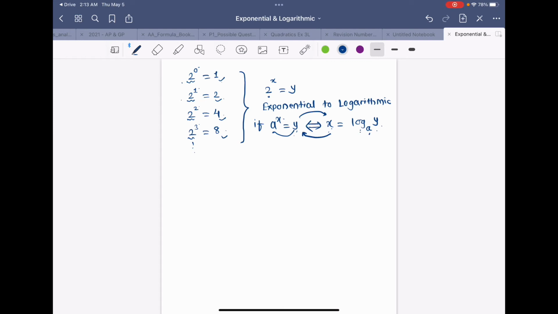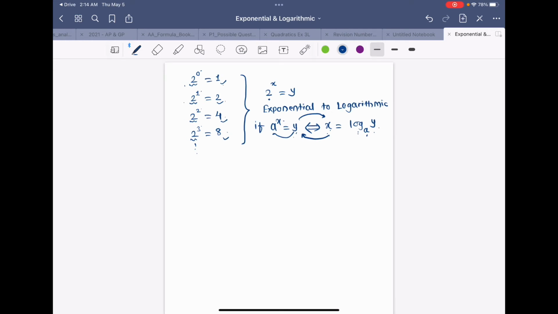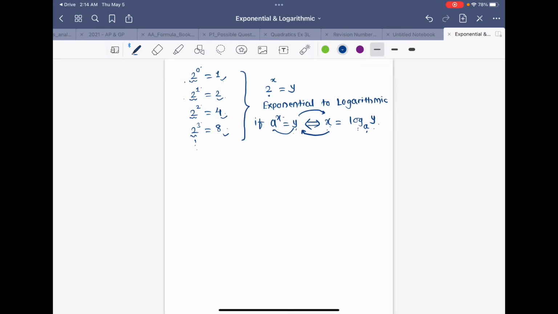Second, log of a raised to n, log of any number that has a raised-to power, say n, becomes n log a. That means the raised-to power comes in as a multiplication. You can go in the reverse way also. If you have n log a, then you can write it as log of a raised to n.